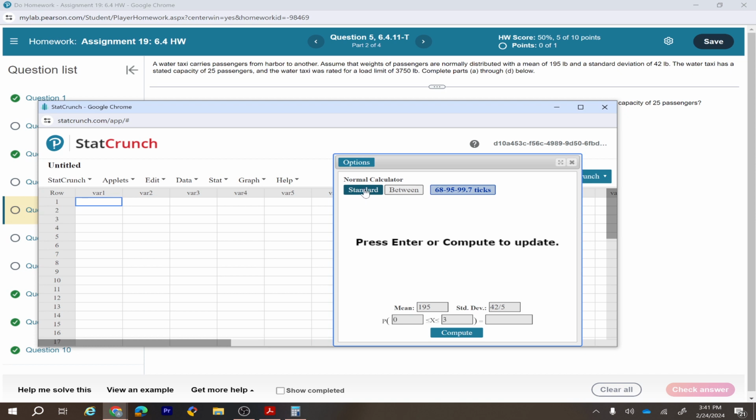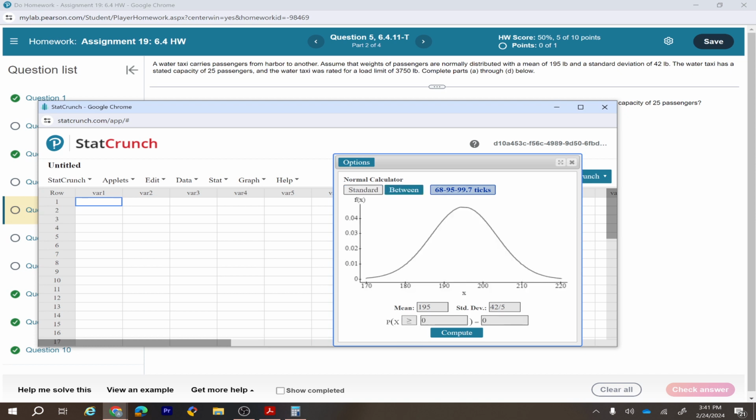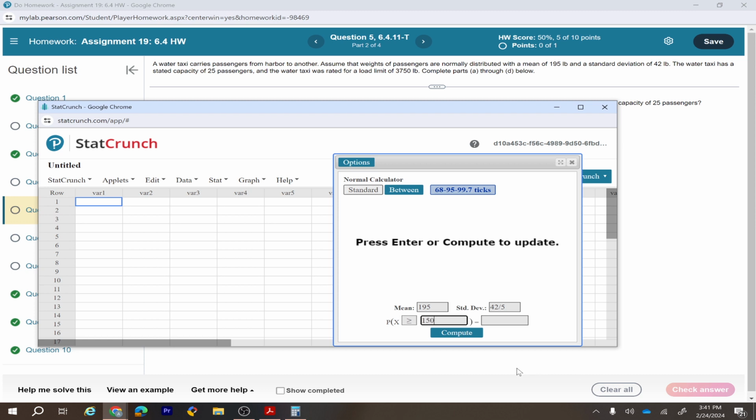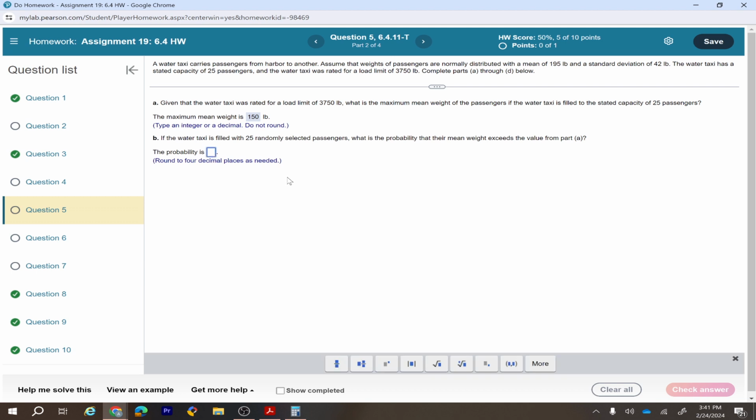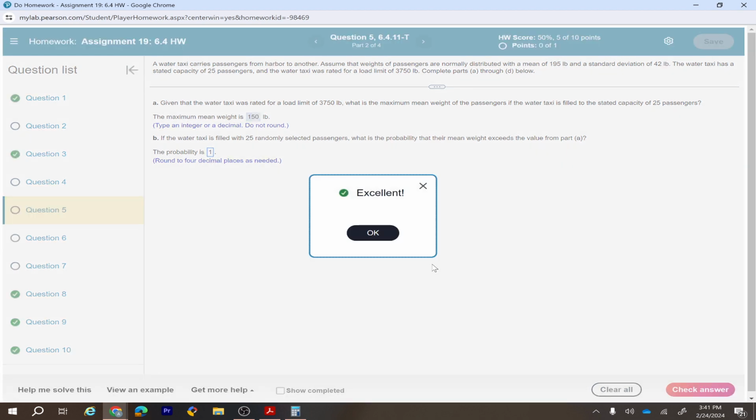So this is not between, this is greater than 150. What is the probability that the mean weight is greater than 150? That's 100% chance. If you round it to 4 decimal places, it's a 100% chance.